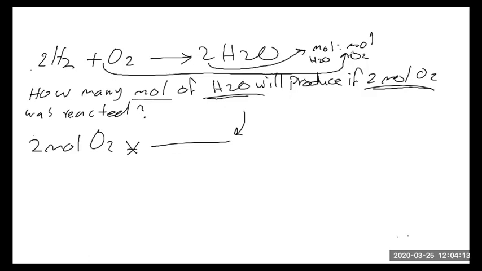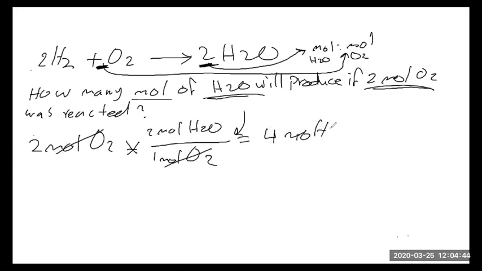O2 is going to go to the bottom. Is it 2 O2 or 1 O2? What do we have as the coefficient number here? 1. So it will be 1 mole O2. In the top, what do we have for H2O? 2. So put 2 mole H2O. Cancel mole O2 with mole O2. 2 times 2 gives you 4 mole H2O.